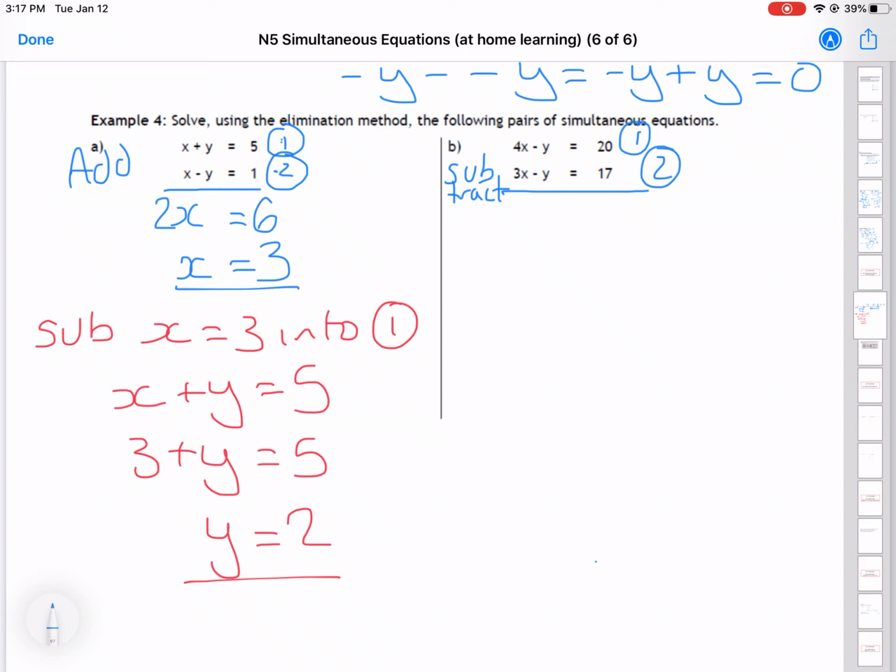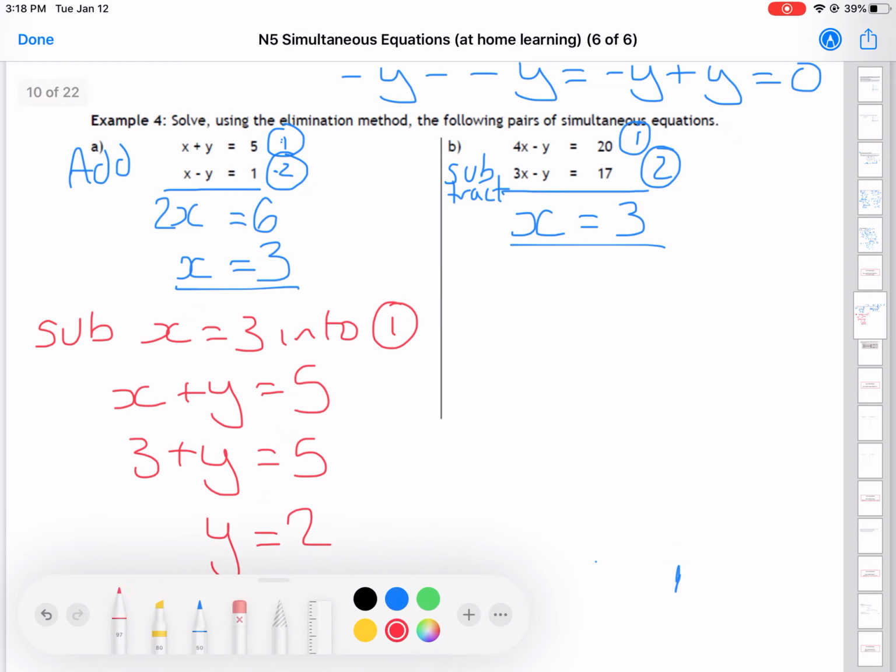Now the reason we want to do this, the best way to remember it is: different signs, add; same signs, subtract. There's a little box in the next slide that helps you remember that, and in the notes. When we subtract these then, we do the same as we do before with normal numbers. 4x take away 3x is x. The y's have been eliminated. 20 take away 17 is 3, and x equals 3.